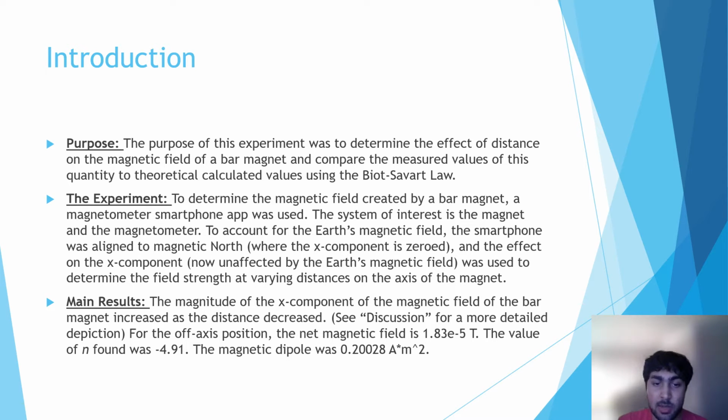The main results: the magnitude of the x-component of the magnetic field of the bar magnet increased as the distance decreased. See discussion for a more detailed depiction. For the off-axis position, the net magnetic field is 1.83 times 10 to the negative fifth Tesla. The value of n found was negative 4.91. The magnetic dipole was 0.20028 amperes times meters squared.